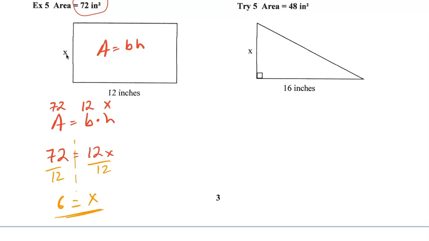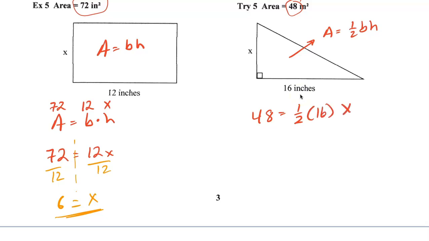So there we go. Over here, same concept, but it is a triangle. Again, I'm just going to remind you how to find the area of a triangle. Area of a triangle is basically half of a rectangle. You can see it there, right? So it's 1/2 base times height. They tell me the area is 48, so it'll be 48 equals 1/2 the base, which is 16, times the height, which is x.